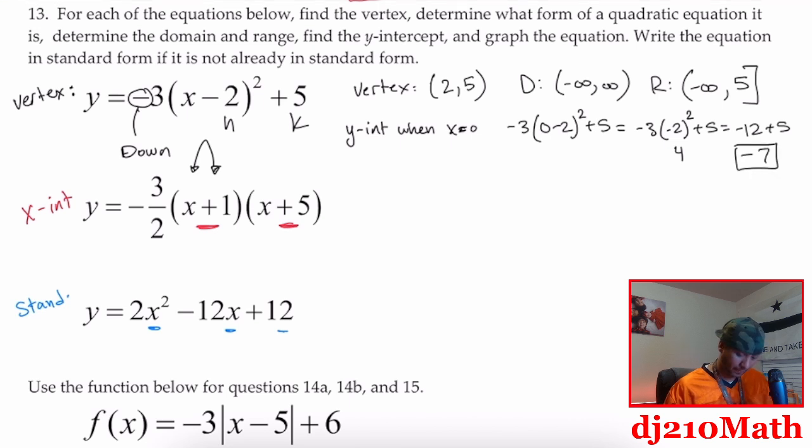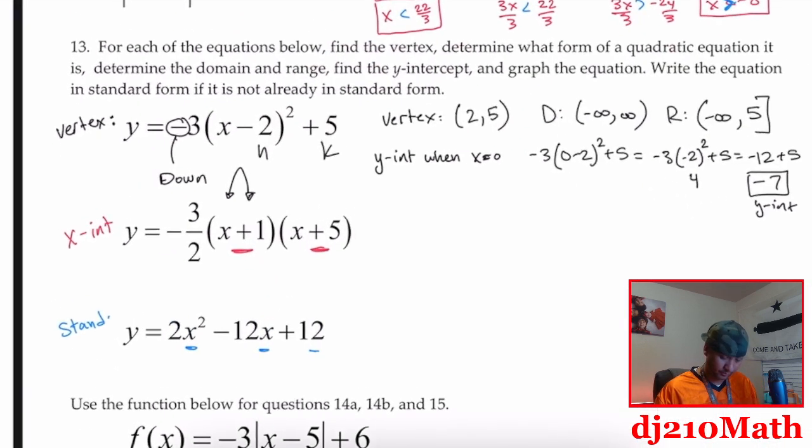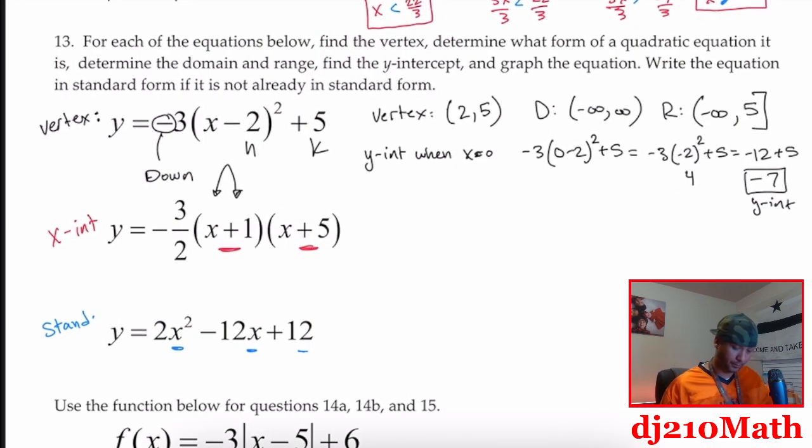So what do we find? When x is 0, y is negative 7. So this is the y-intercept. The y-intercept is when x is 0. And then graph the equation. We're graphing it. You know what it looked like. All right, I'm not worried about that.